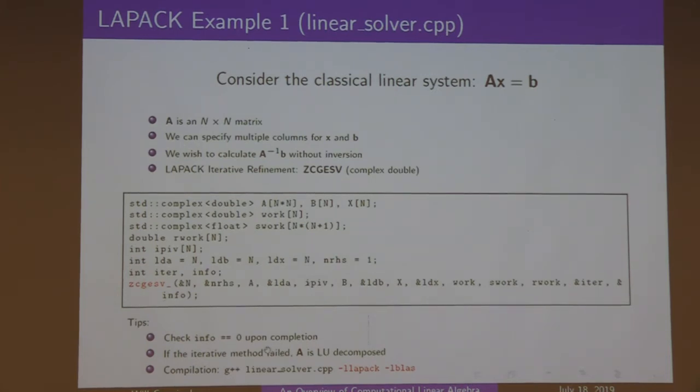There are a few methods that it tries. It tries an iterative method. If that fails, then it will do an LU decomposition of A, where it decomposes it into an upper and lower triangular matrix, and it just stores that in A instead. So it's important to know that you might be overwriting your data as well. And in this case, when you compile it, you need to add this extra library here for LAPACK. And you need to do them in this order. That's important.